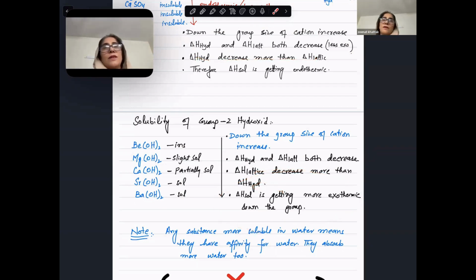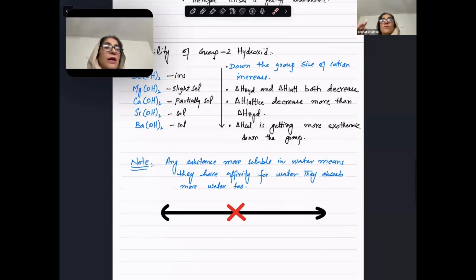You know, one thing, if anything is more soluble in water, that thing has more attraction for water. And that thing can be used as a drying agent if it is solid. Any substance more soluble in water has more affinity for water. They absorb more water too. So if they're solid, they can be used as a drying agent. And your group 2 is over.